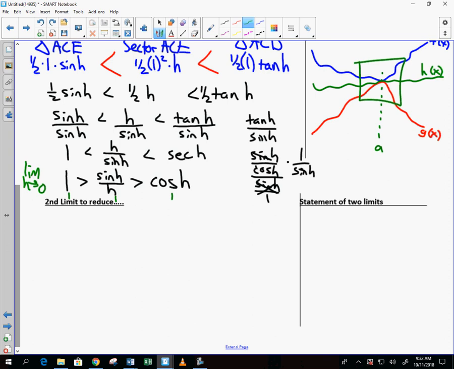We can't just plug in, because you would get sine of 0 divided by 0, which we don't know. That's what we're trying to figure out. We don't know what sine of h over h is if h is 0. We have no idea. But we know it sits between 1, and we know it sits between 1. So therefore, it must be 1.